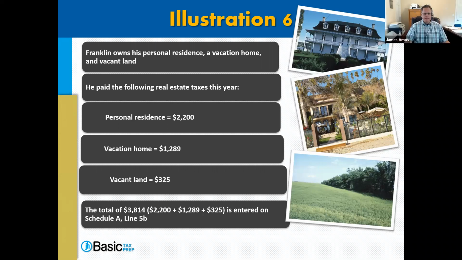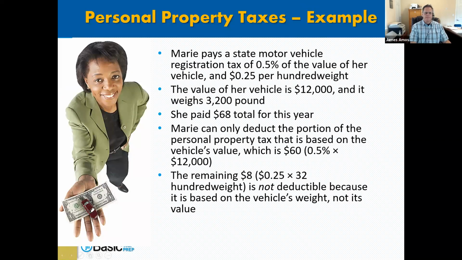So the total in this example, when you add it all together, is $3,814. And where does Franklin report that? What line on Schedule A does he report that? 5B. Okay, cool. I wasn't sure if somebody answered there.